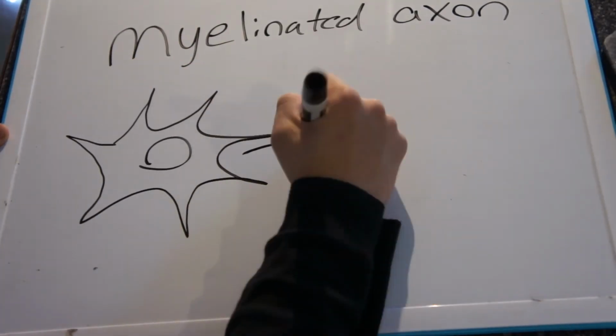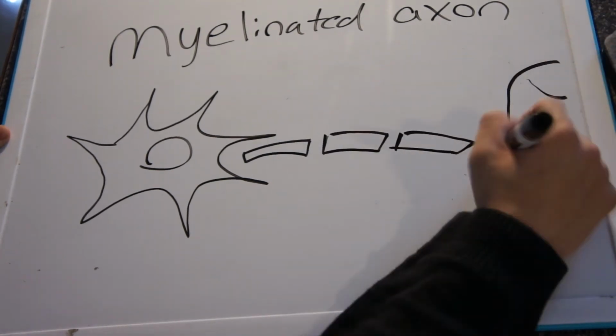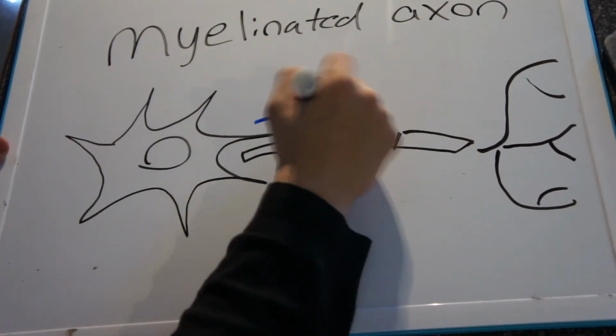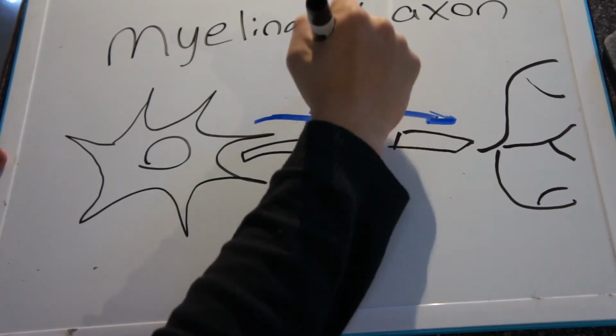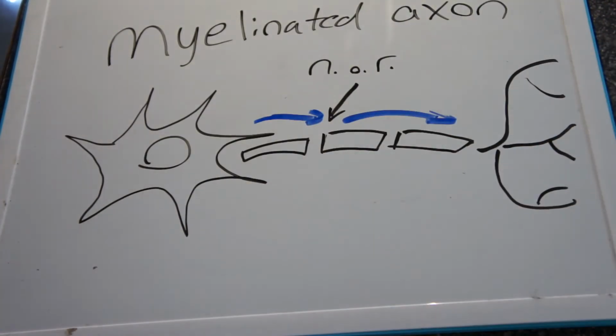Myelinated axon. In myelinated axons, the channels are located in the nodes of Ranvier. It travels faster than non-myelinated as it jumps from node to node, known as saltatory conduction.